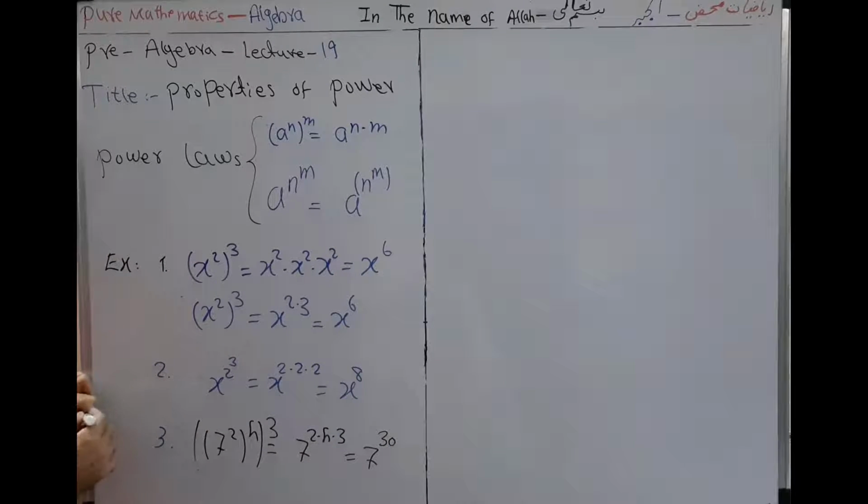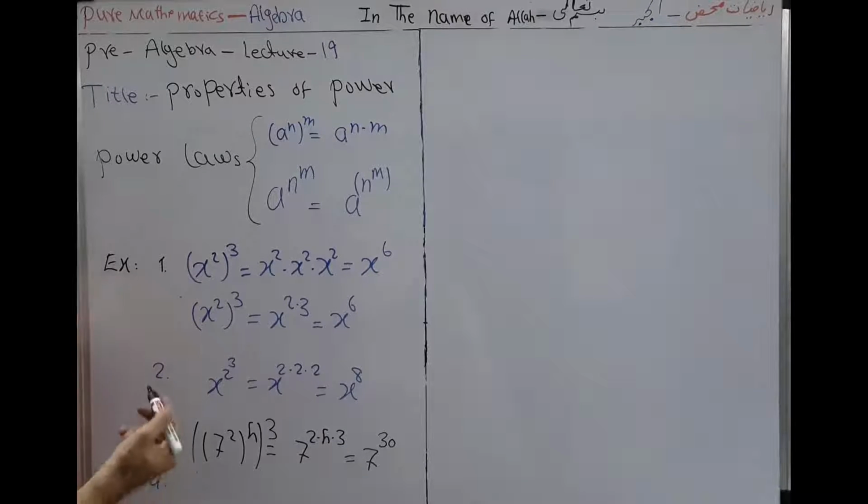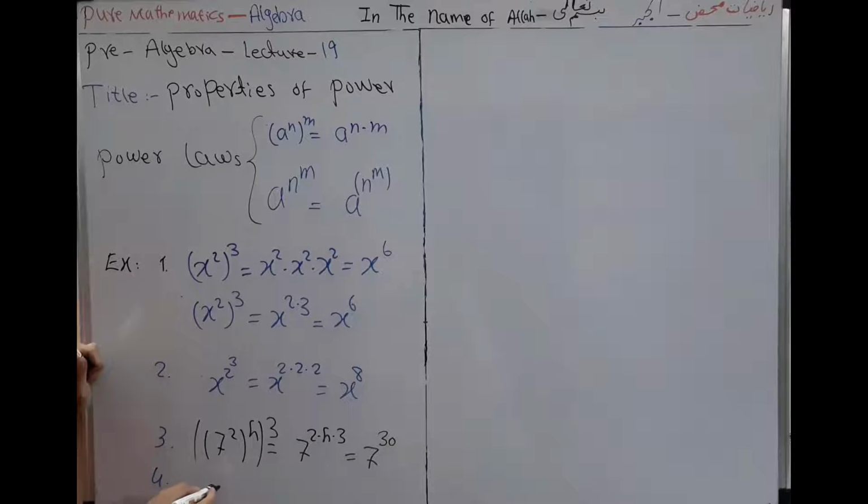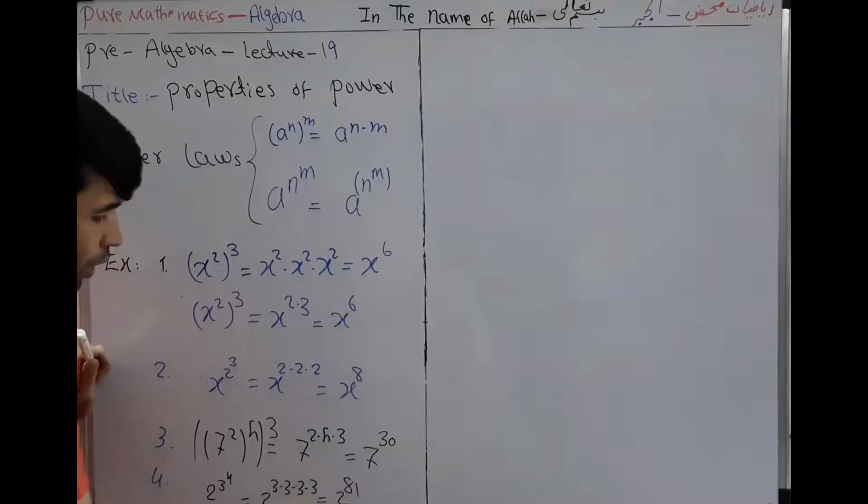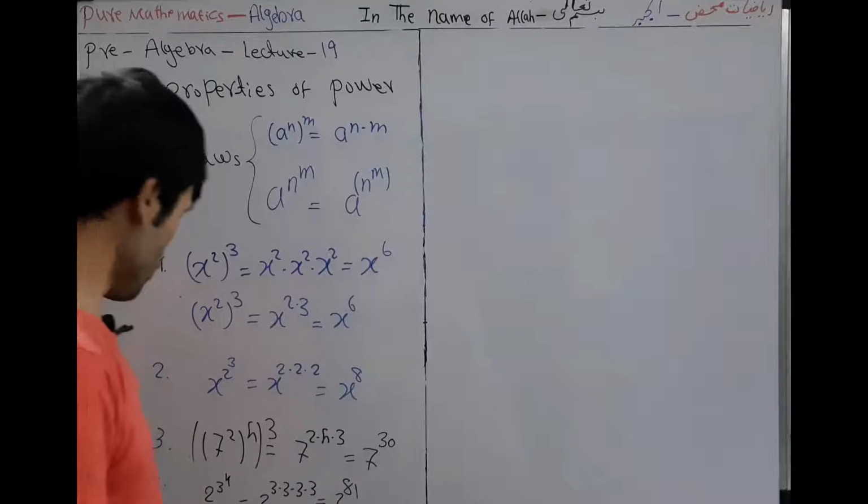Number 4. 2 to the power 3 to the power 4. It is equal to 2 to the power 3 multiplied by 3 multiplied by 3 multiplied by 3, 4 times. 2 to the power 3 multiplied 4 times is equal to 81. So 2 to the power 81.